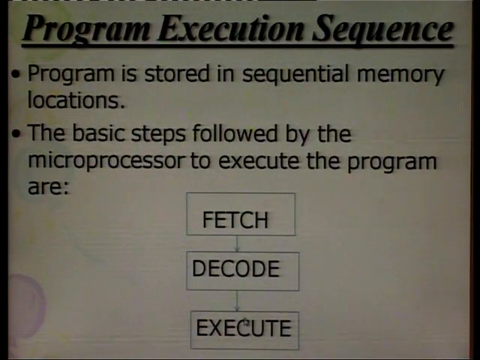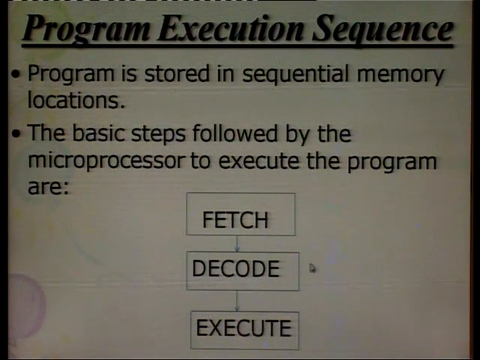The third part of the program execution sequence is the execution. The fetched data is decoded in the instruction decoder, and then the timing and control unit generates the necessary timing and control signals to complete the execution of the given instruction.